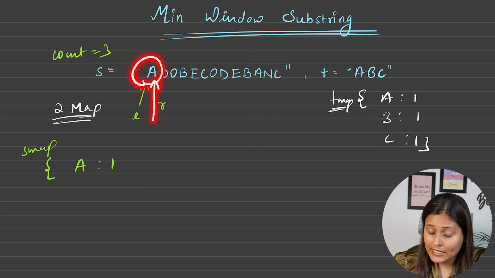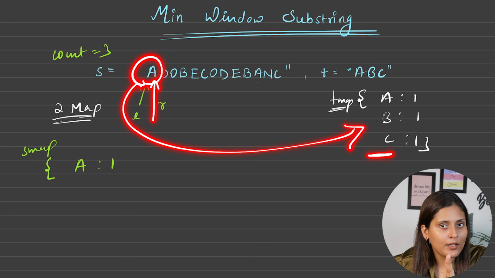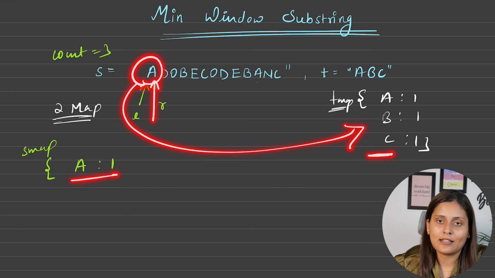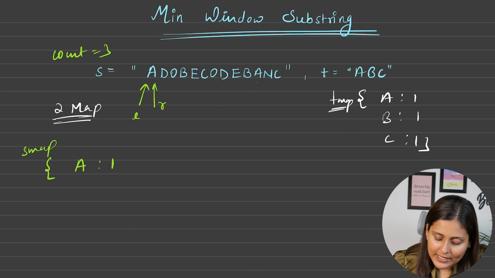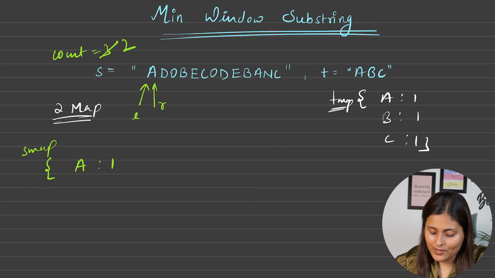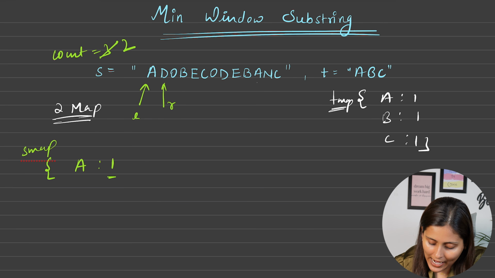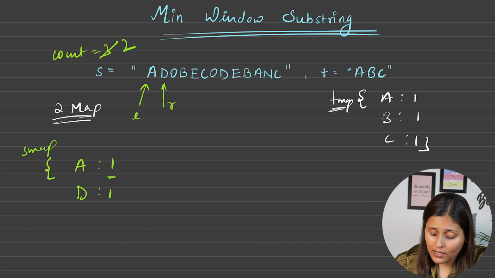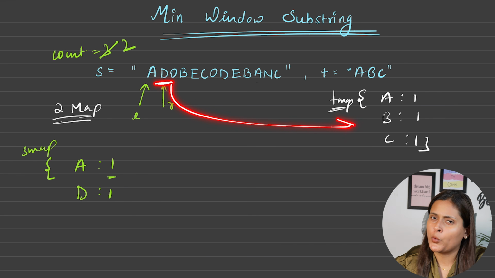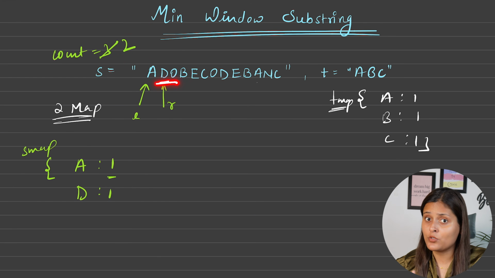What character did we encounter? A. So we'll check whether this A is present in the T map. I will say yes, it is present, means this is required 1. So if this is required, definitely decrease the count. You will decrease the count saying, hey, I got 1. Again, you will move this forward to D. Now you will add the frequency for D and check whether D is present here. No, it is not. So hence the count will remain the same, saying we found D, but this is not required.